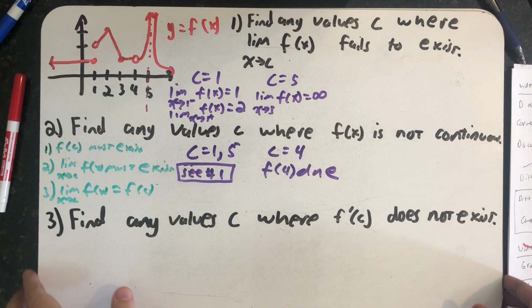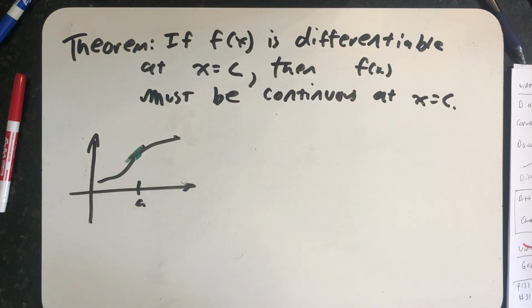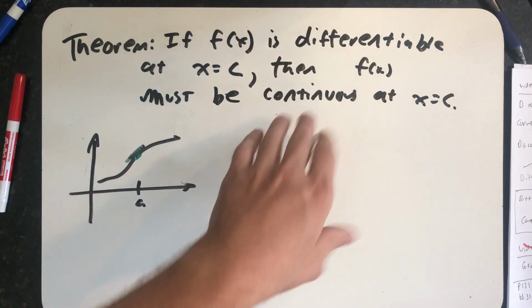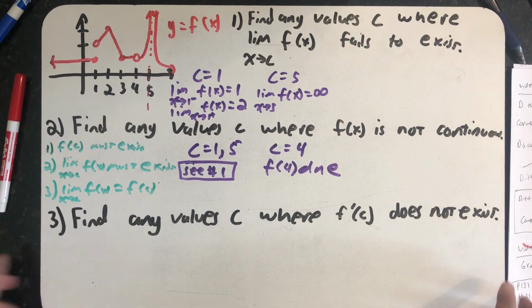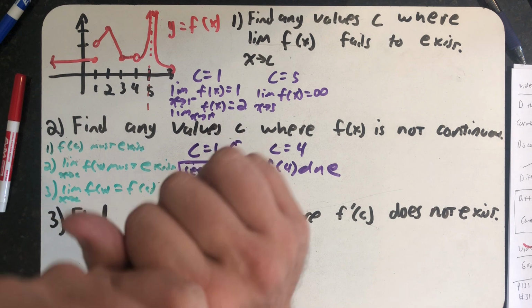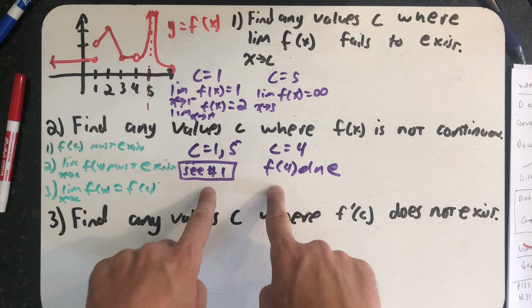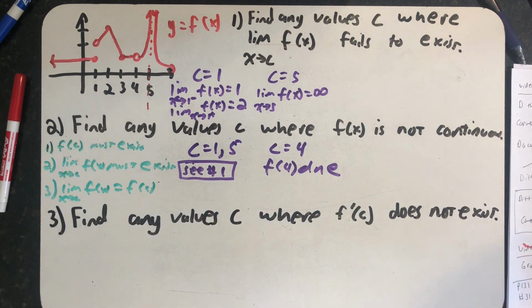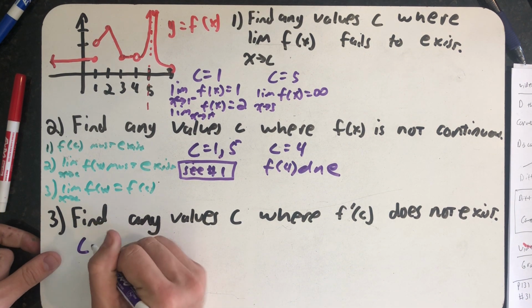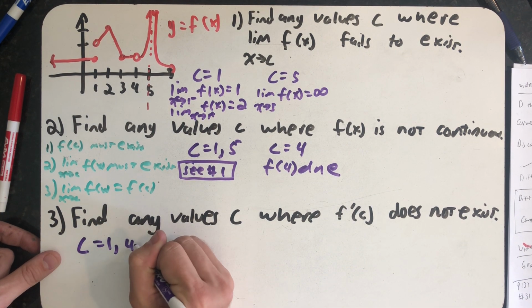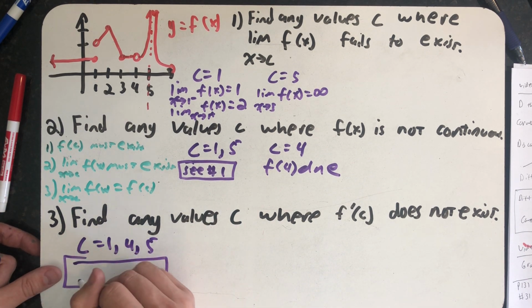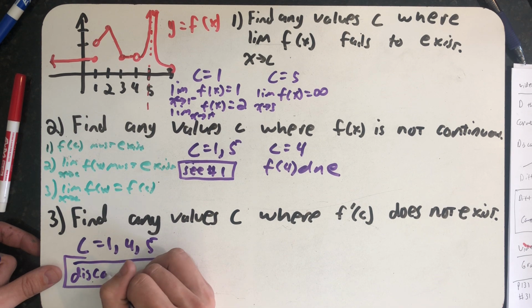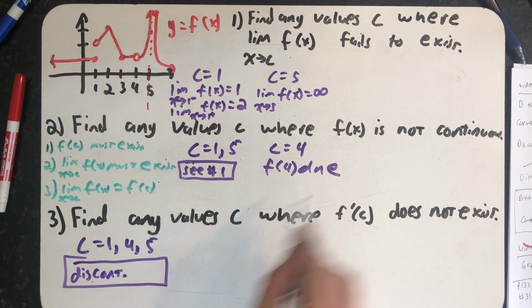Find any value c where f prime of c does not exist. Anywhere I'm differentiable, I'm continuous. And if I think back to that list of places where derivatives don't exist, one of the things we listed were discontinuities. So any answer to number 2 is automatically an answer to number 3. So at c equals 1, 4, and 5, my derivative does not exist because I have discontinuities. I could just say c number 2. All of those places, 1, 4, and 5.